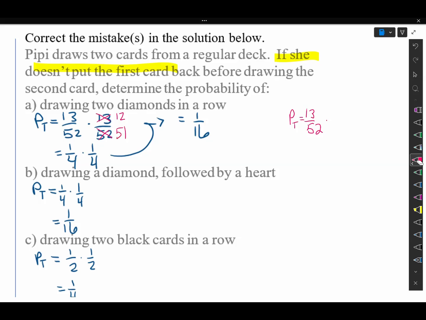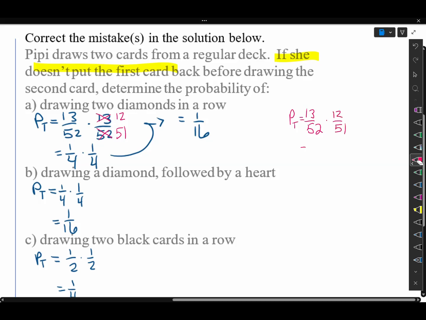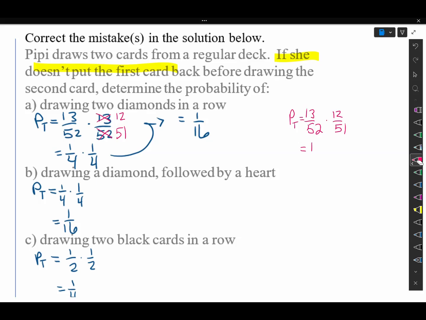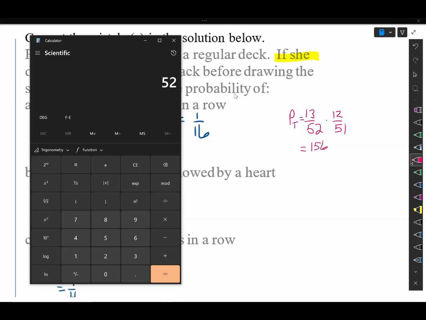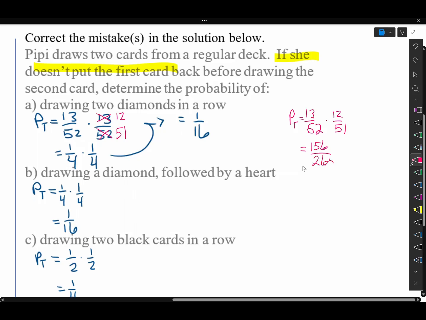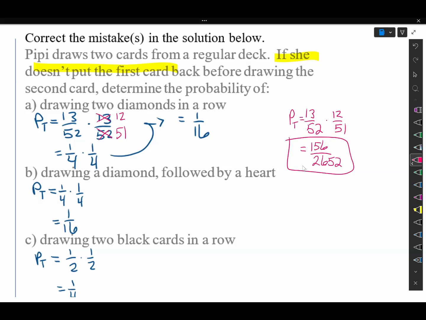So instead, our theoretical probability would be 13 over 52 times 12 over 51. We throw that into our handy-dandy calculator. 13 times 12, we end up with 156. Good, and 52 times 51, we end up here with 2,652. Now this would be a really good case if you're caring about the final answer.